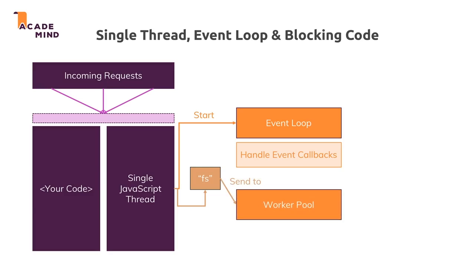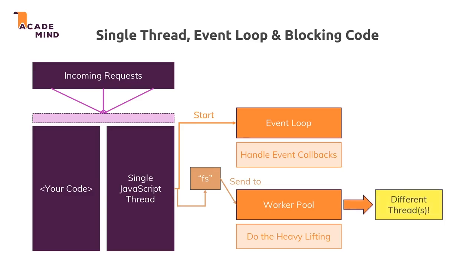Instead, our file system operation and a couple of other long-taking operations are sent to a worker pool, which is also spun up and managed by Node.js automatically. This worker pool is responsible for all the heavy lifting. It's kind of totally detached of your JavaScript code, you could say, and it runs on different threads. It can spin up multiple threads. It's closely intertwined with the operating system you're running the app on. So this is really detached from your code. And this worker pool is therefore doing all the heavy lifting.